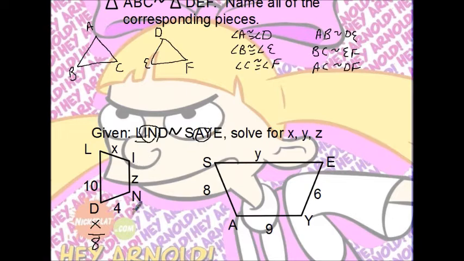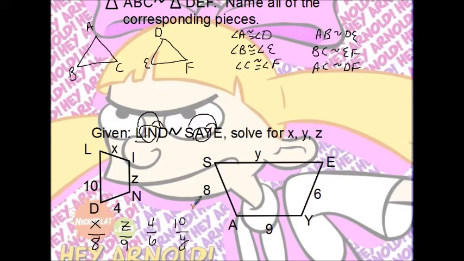IN is Z. That's going to match up with AY, which is 9. They form a ratio. My last two, my ND, which is 4, matches up with my YE. YE is 6. And last but not least, my first and last, my LD, which is 10, matches up with my SE, which is Y. So we have a rotated quadrilateral.